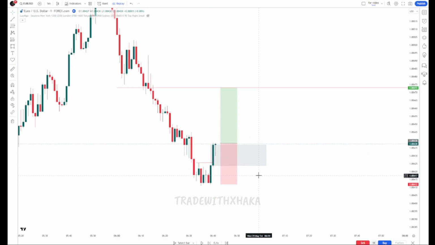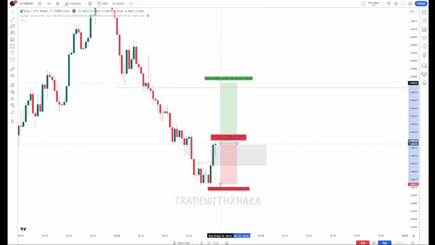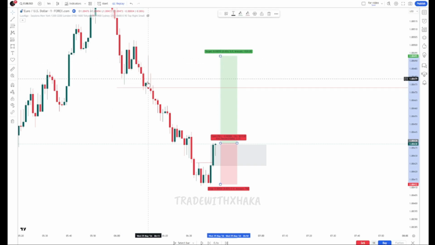You need to train your eye. The next thing I will do is look for recent clean moves in my direction. And here is this wick, because that is a single candle order block. So then I target the wick. That gives me 2.12 risk to reward.